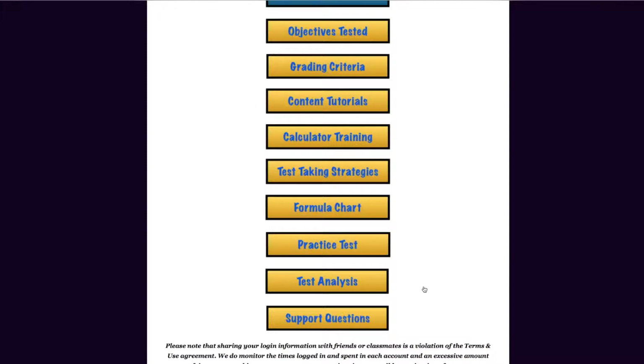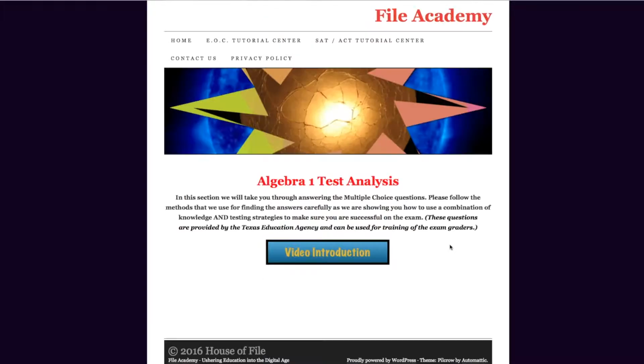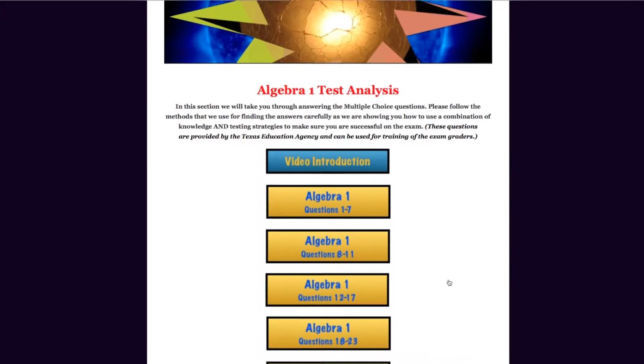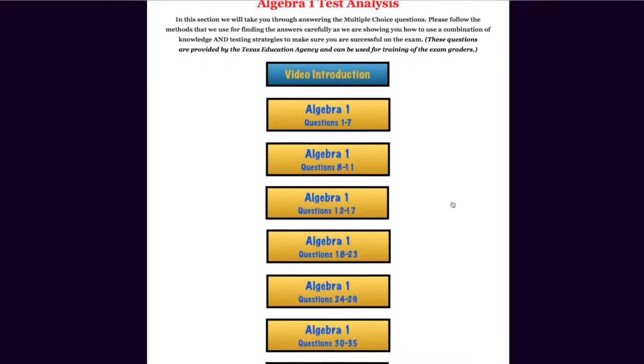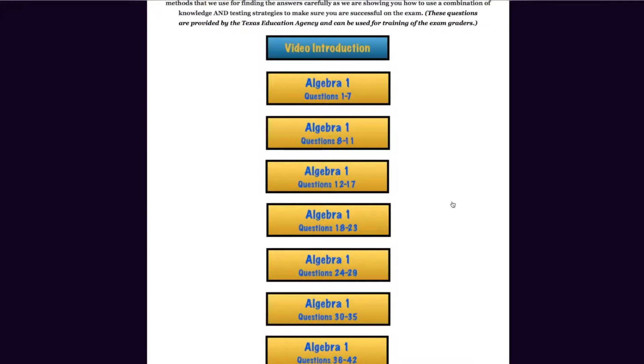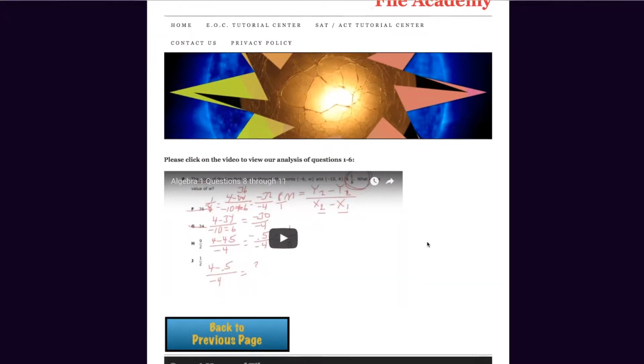I'm going to look at all these things, but first we're going to look at the test analysis because I feel this is what's really unique about this tutorial program. Under the test analysis, of course, we have a video introduction that kind of tells you how to do this, but we go through each question one by one, and it's in groups, so they're easy to find when you want to go review one, and show you how to solve it. And I am going to show you one question that you can look at as an example. We're going to look at question number 8.